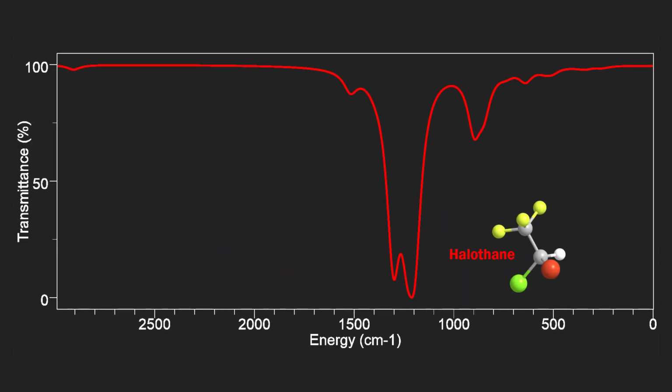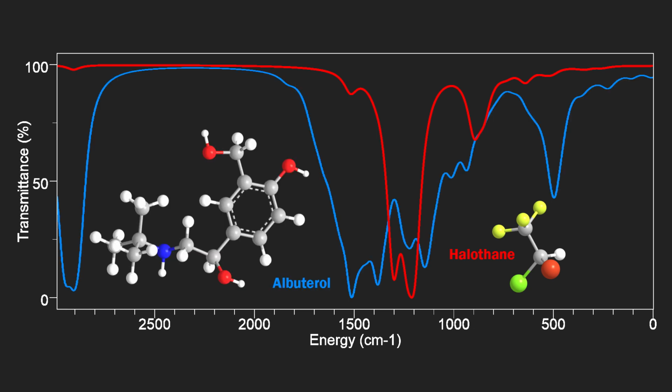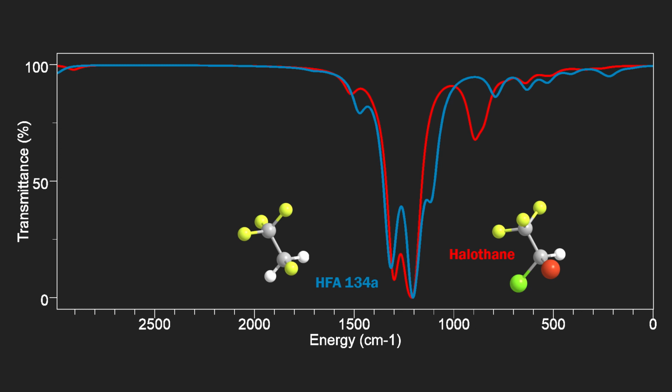In conclusion, I have concisely shown here that when an albuterol metered dose inhaler is administered to a patient in the operating room, it is not the albuterol molecule itself, but the propellant, HFA 134A, that results in the gas analyzer's detection of halothane.